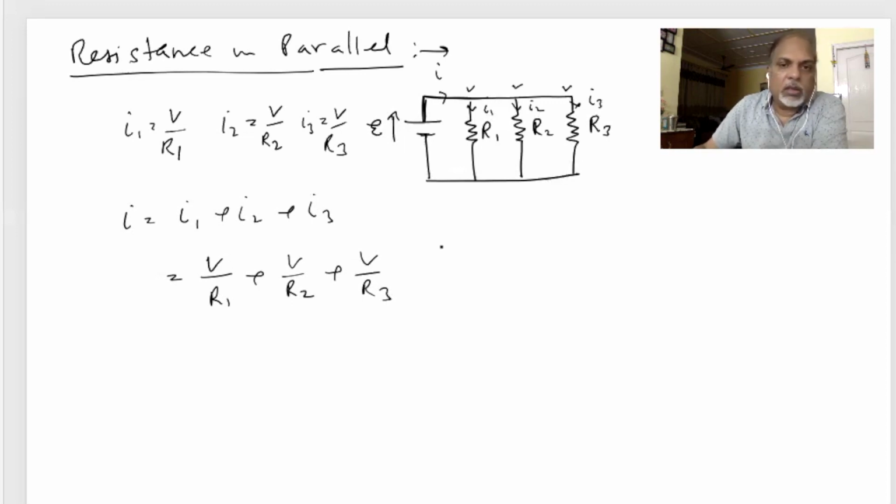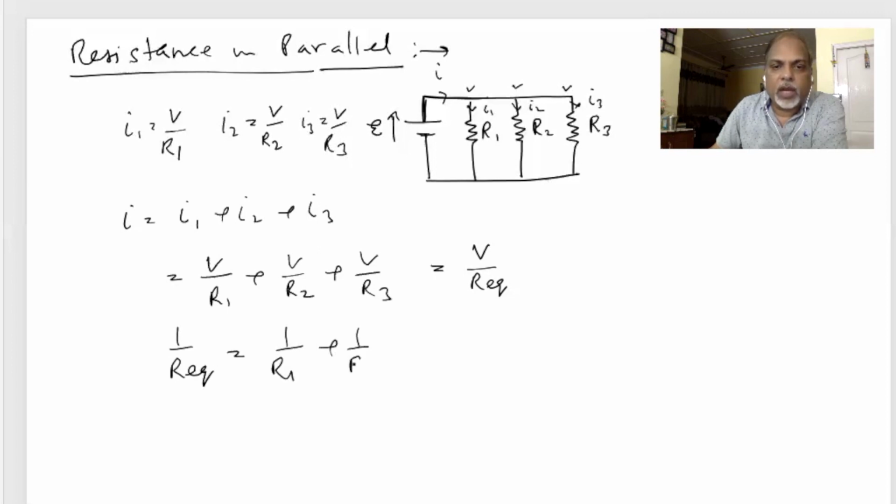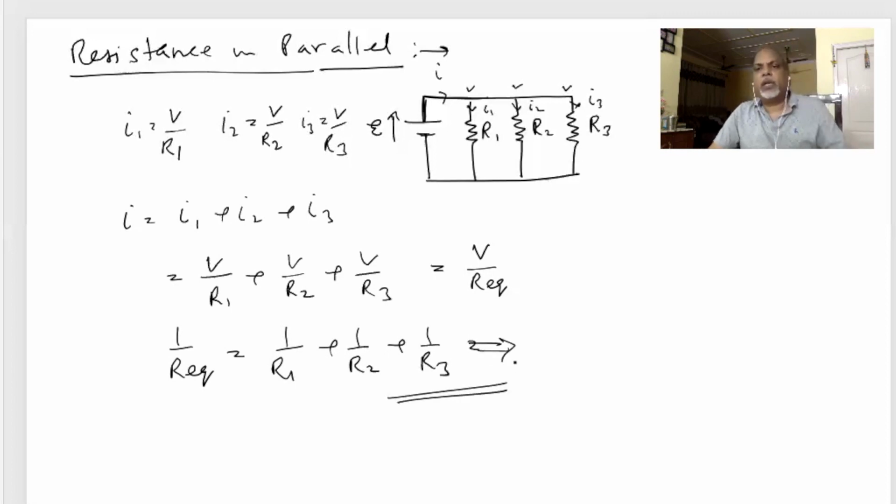or this in terms of equivalent resistance. Then naturally, what about the equivalent resistance? It will be 1 upon R1 plus 1 upon R2 plus 1 upon R3. Okay, so this is how we can find out the equivalent resistance in case they are connected in parallel.